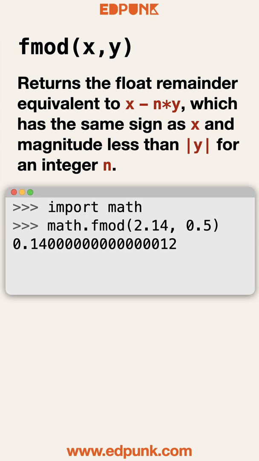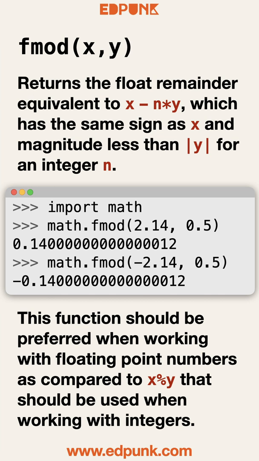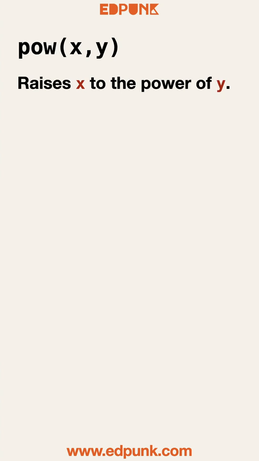Let us take another example where we execute math.fmod minus 2.14, comma 0.5. Now, the value of n for which minus 2.14 minus n into 0.5 has the same sign as x and magnitude less than y is minus 4. Thus, the result of minus 2.14 plus 2.0, that is minus 0.14, is returned. Although this operation is similar to the mod operator, this function should be preferred when working with floating point numbers compared to x mod y that should be used for integers. Moving on to the next function.